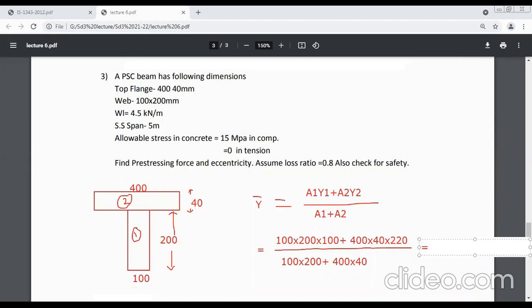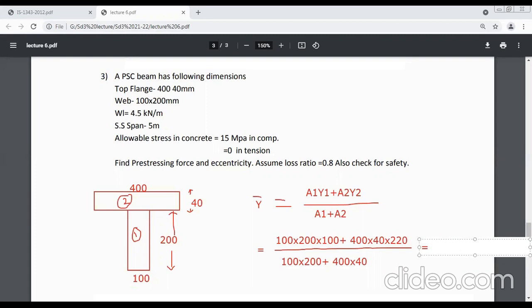How much? Let's do the calculation. 100 into 200 into 100, 153.33. 553.33. Yes, correct. How much? 553.